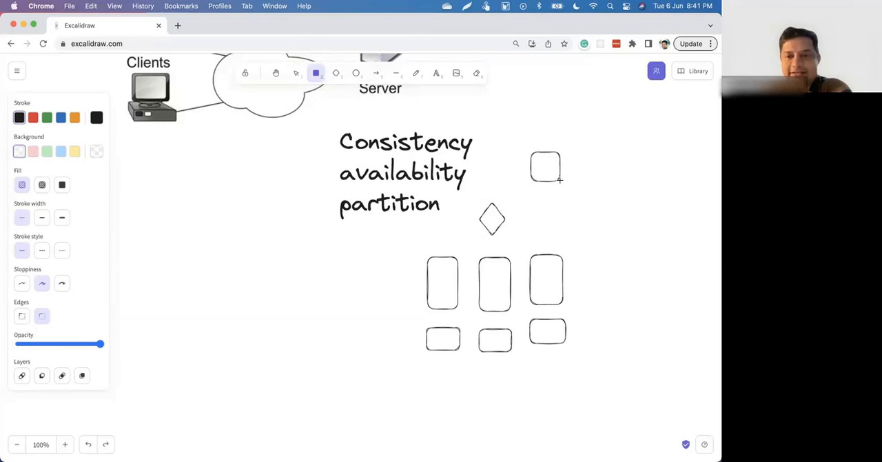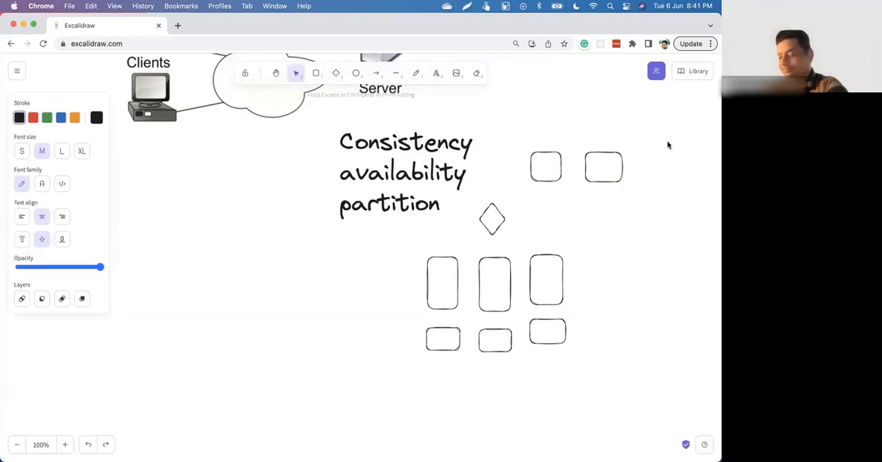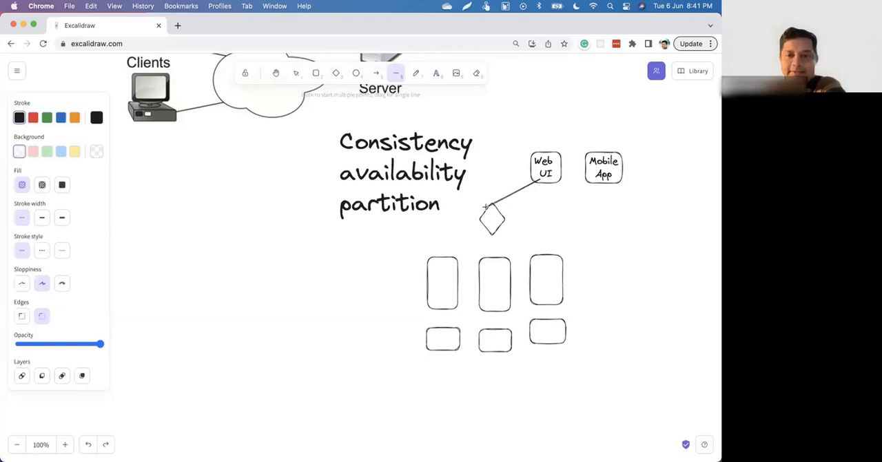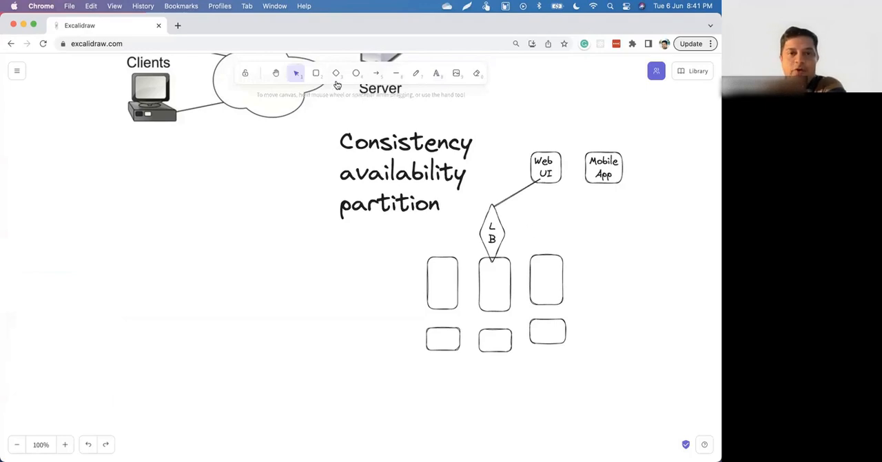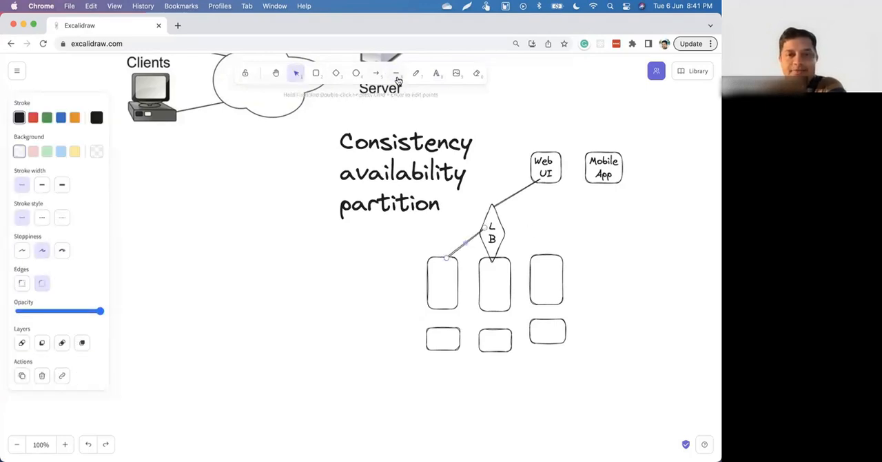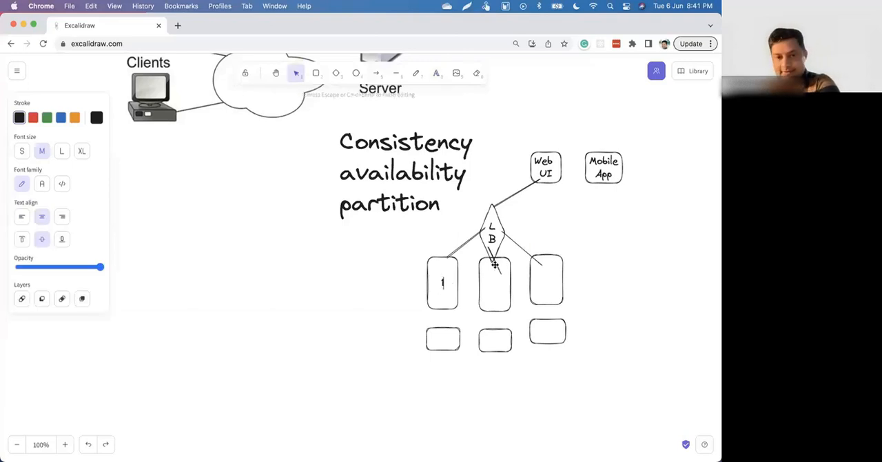And then you have clients here, one client and another client. Let's call one client the web UI, and the other client the mobile app. So when you make a request, the call goes to the load balancer, and the load balancer routes the request to different systems. Let's say this system is system 1, this system is system 2, and this system is system 3.